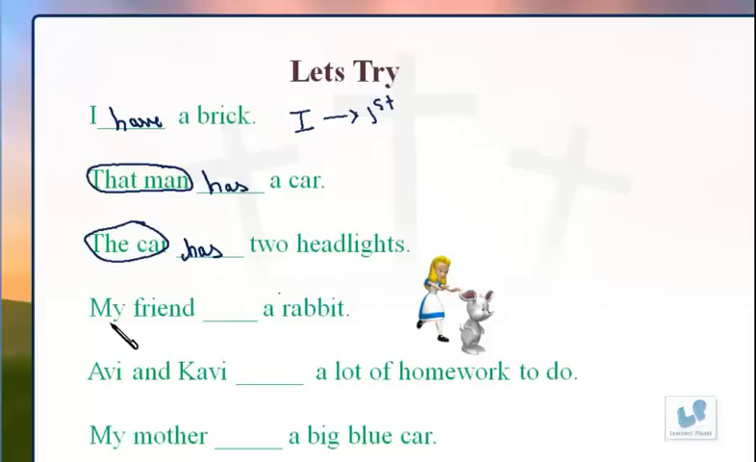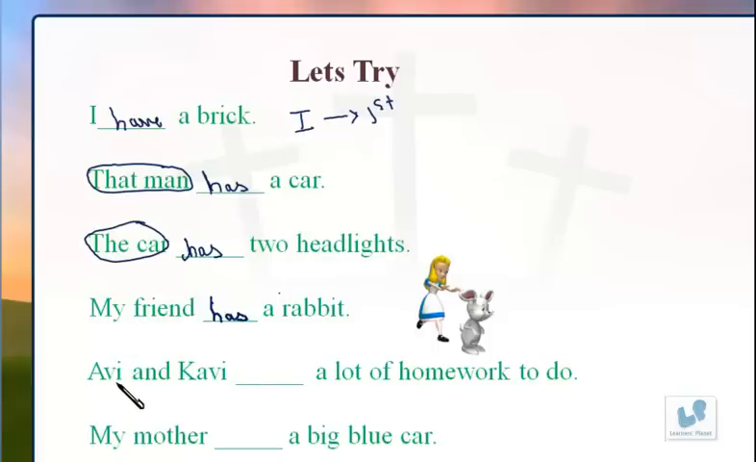So here's the next one. My friend dash a rabbit. My friend over here is the third person singular because I am the first person, you are the second person because you're listening to me, and my friend, he's the third person. Okay, and we know with the third person singular we use has. So the correct fill in the blank is has. So my friend has a rabbit.